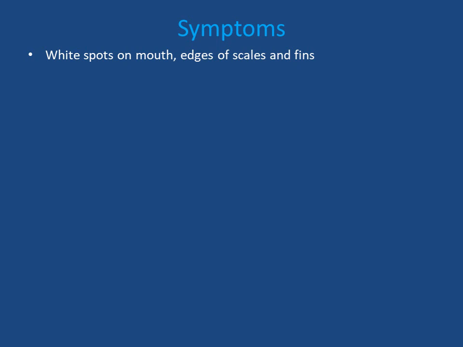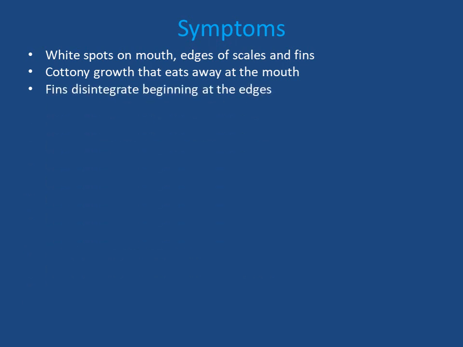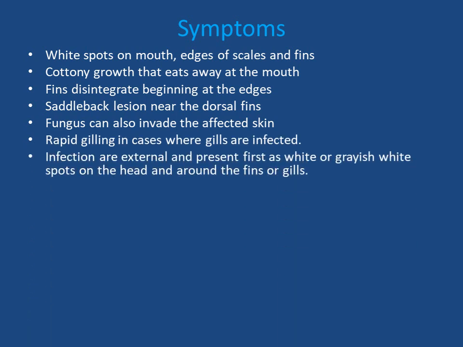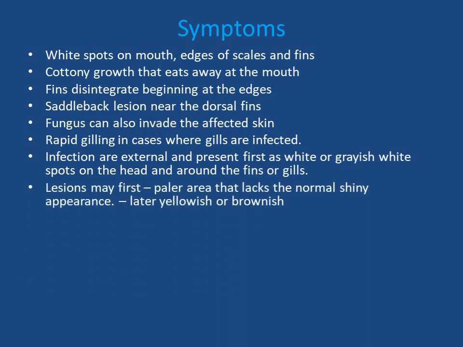The symptoms are white spots on the mouth, edges of the scales and fins, and cottony growth that eats away the mouth. Fins disintegrate beginning at the edges, with saddleback lesions near the dorsal fin. Fungus can also invade through the affected skin. Rapid gilling occurs where the gills are infected. Infections are external and present first as white or gray-white spots on the head and around the fins or gills. Lesions may first be paler regions that lack a normal shiny appearance.